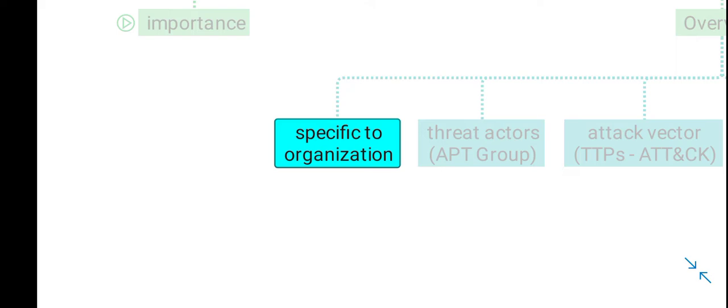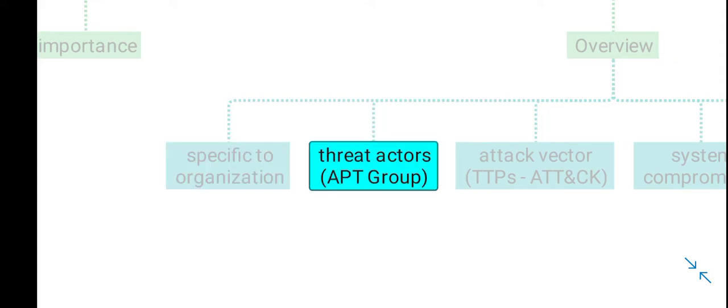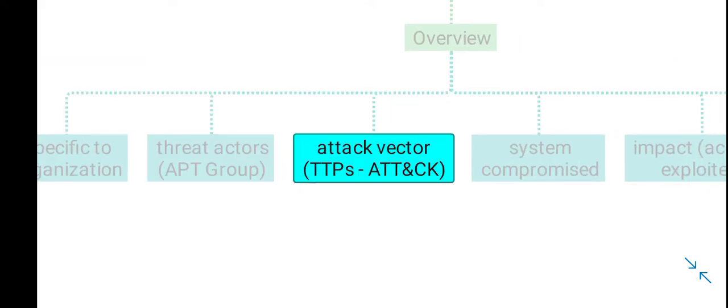Now, cyber threat intelligence is very specific to an organization, and it identifies the threat actors which are targeting your organization. For example, an advanced persistent threat group. And furthermore, it also identifies the attack vectors, that is, tactics, techniques, and procedures, or TTPs. Now, ATT&CK is adversarial tactics, techniques, and common knowledge, and it is a MITRE framework for mapping and classifying the cyber attacks.